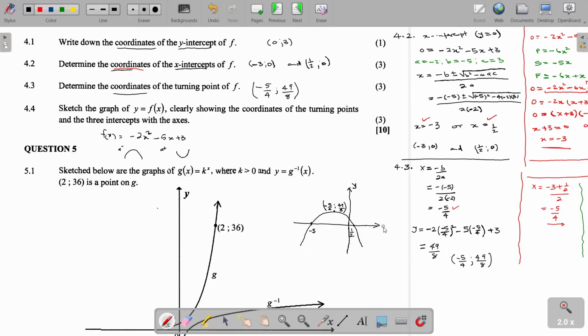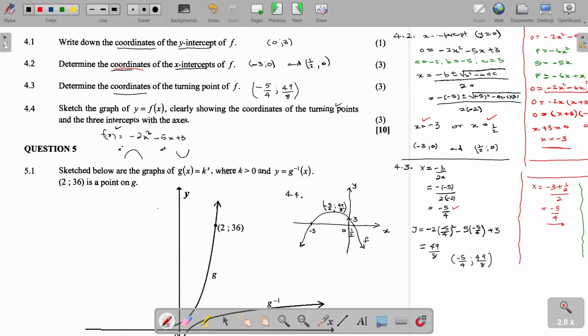This is the y-intercept, this is the x-intercept, this is the origin. Then the y-intercept there is 3. So if you check, it's saying clearly showing the coordinates of the turning point. They are already highlighted, and the 3 intercepts. We already highlighted the intercepts. Then we label our graph. This is f. And because our graph is continuous, we show it with the arrows. So this becomes the solution for 4.4.